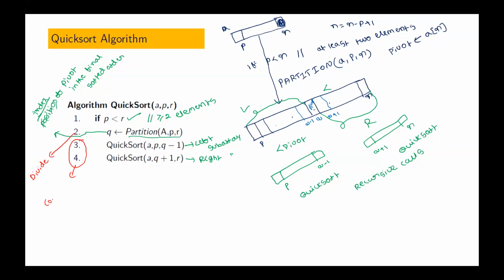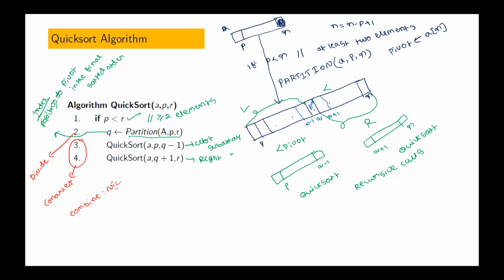Is there any combine step here? No, there is no combining work at all in this algorithm. Unlike merge sort, where the combine step is the most important step. But in quicksort, is there any work in the combine step? No work at all. Why?